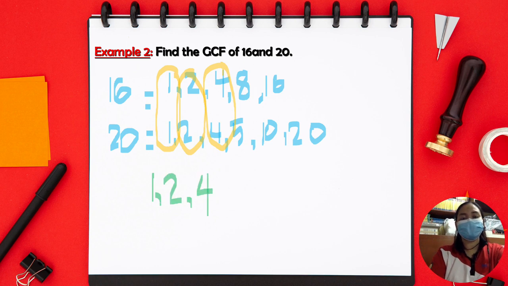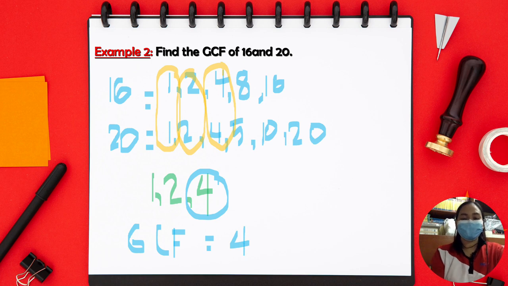Ngayon, tingnan natin, i-circle natin yung pinakamalaking factor. At ang pinakamalaking factor among these common factors is 4. So, our GCF of 16 and 20 is 4. Yan. So, I hope nasundan nyo yun. Okay? Ngayon, kung yan ang prefer ninyo, okay lang.